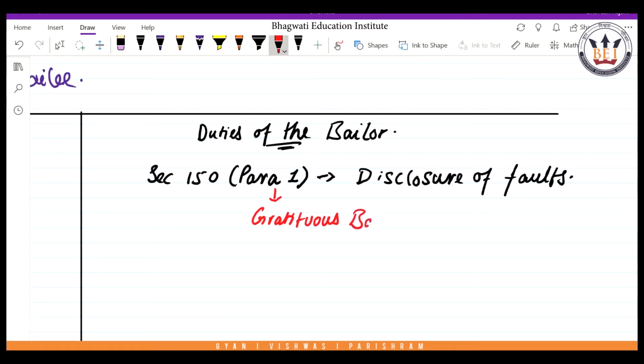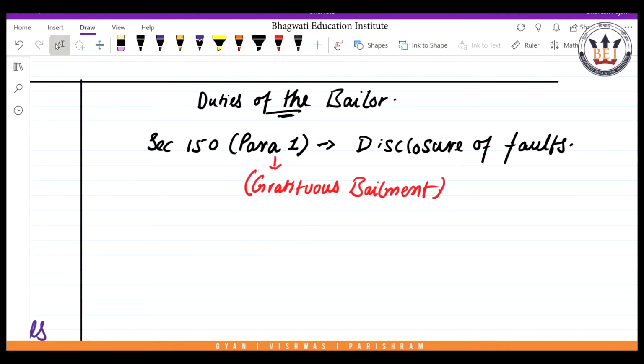Gratuitous bailment. There is no reward attached over here. It's not the category what we call the non-gratuitous, where there is a reward attached. So now para 1 applies only to gratuitous bailments. So what does it say? What does section 150 para 1 say?